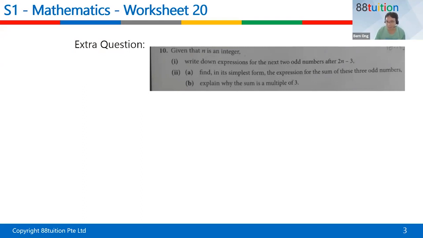Tammy, your first answer is... Oh? What's that? They're asking you to find the expression for the next 2 odd numbers. They're looking for the expression. Expression means there must be some alphabet involved, right? Must read the question properly.